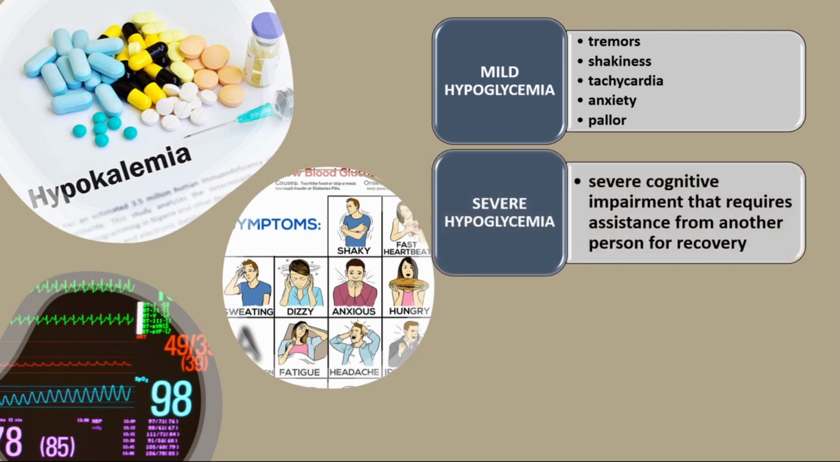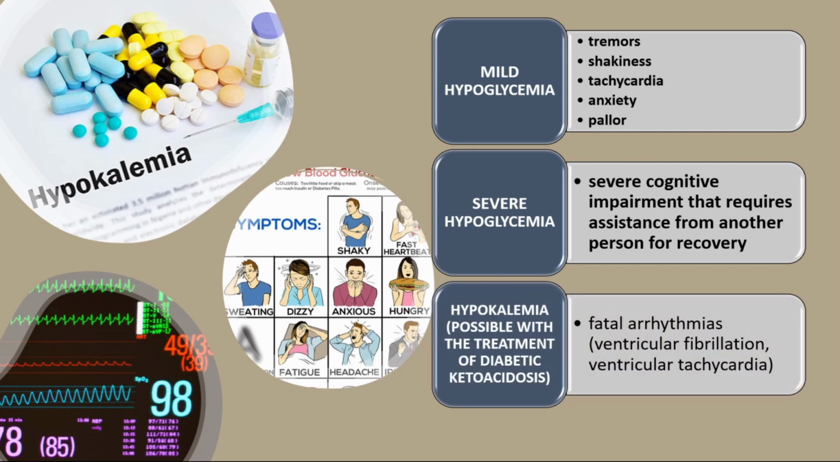You also have your severe hypoglycemia, which includes severe cognitive impairment that requires assistance from another person for recovery. According ito doon sa American Diabetes Association, right? Sila po yung pinagkunan ko ng reference nito, okay? And Lippincott. Next, for hypokalemia, possible with the treatment of diabetic ketoacidosis. What can you expect? Fatal arrhythmias, ventricular fibrillation, and meron dyang possible ventricular tachycardia, VTAC.